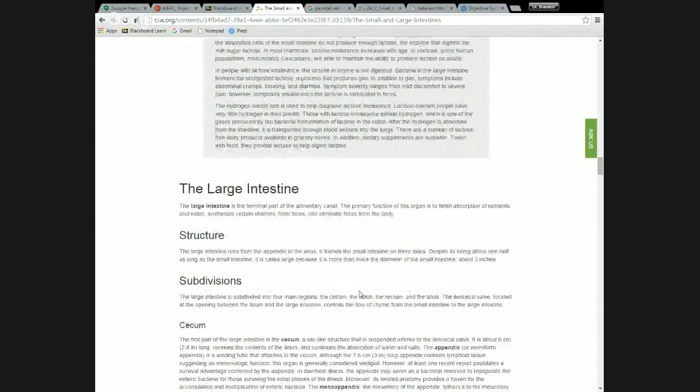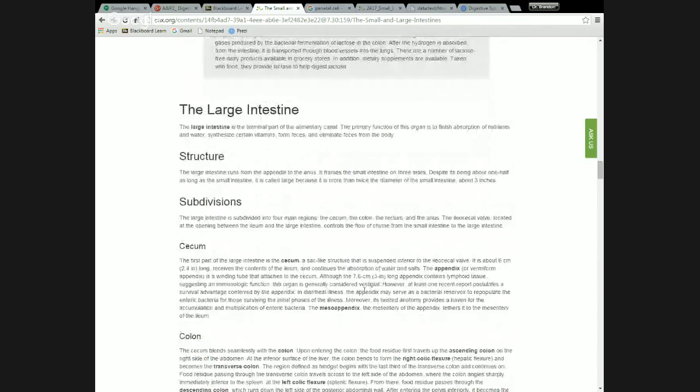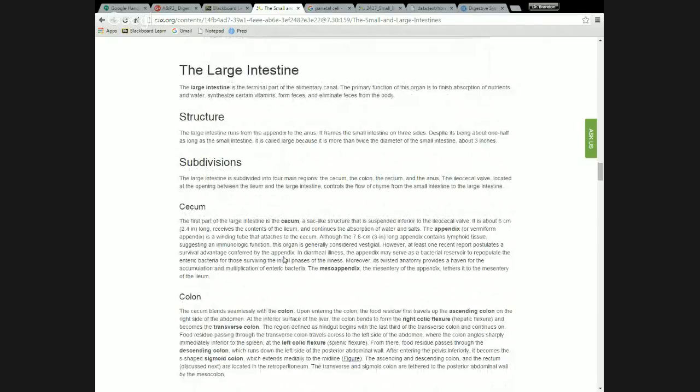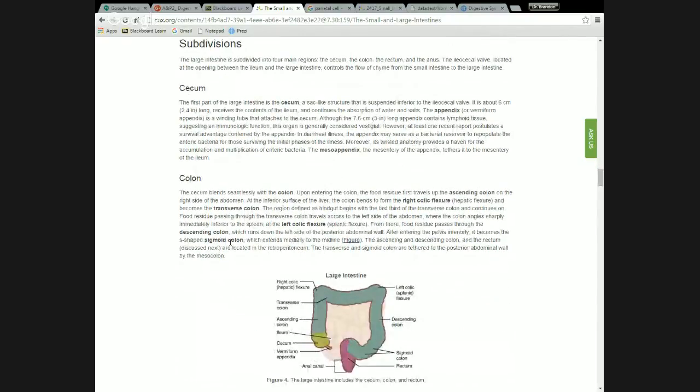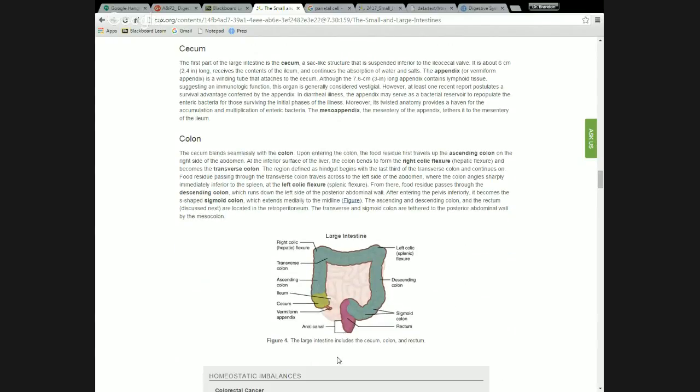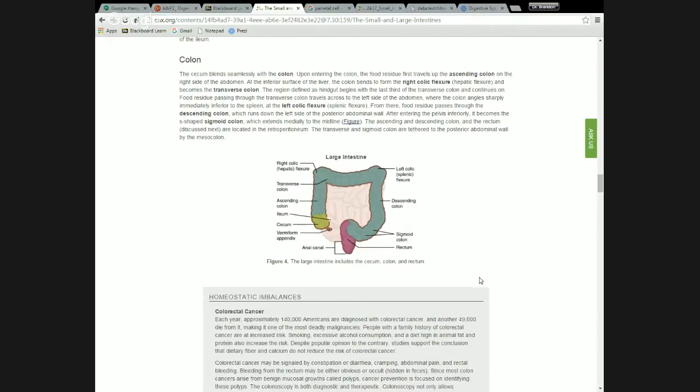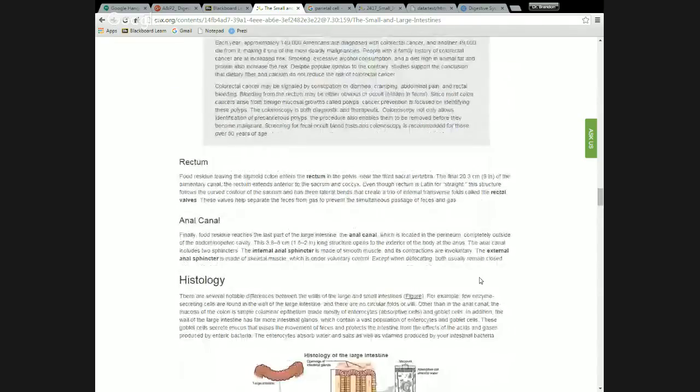Then the chapter goes on to talk about the large intestine, and you can get a lot of this anatomy straight from the book. It starts with the cecum, and then the colon, which is really the ascending, transverse, descending, and sigmoid portions, and then it ends in the rectum, and then opens up at the anus. That's all of the anatomy there.